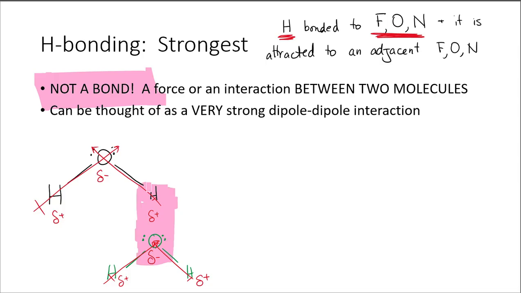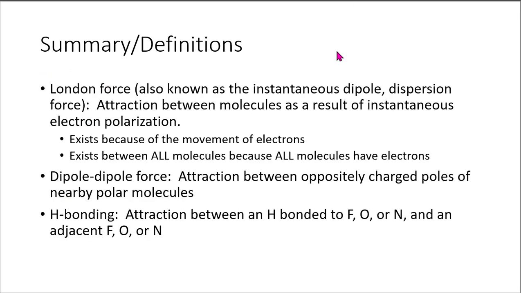huge interaction between the adjacent molecules. That's not a bond. There are no electrons shared between those molecules. There is no bond. It is just a really, really strong interaction, and that is a hydrogen bond. So when you have an H bonded to F, O, or N and an adjacent F, O, or N, that is the opportunity for hydrogen bonding. So here's your summary slide.